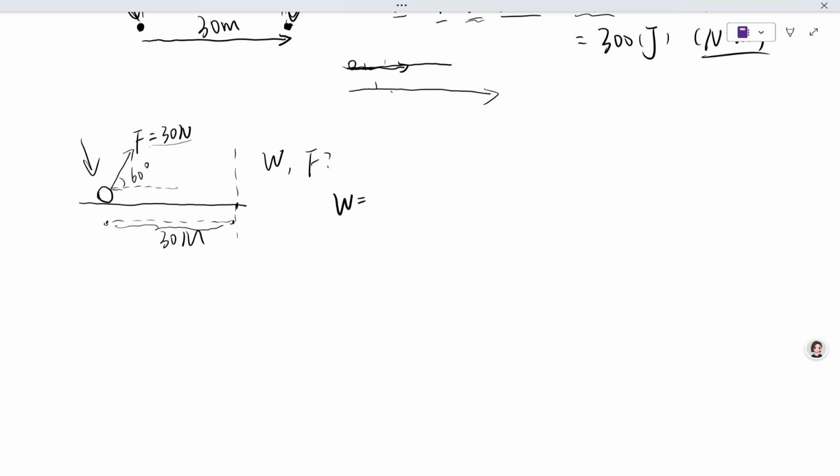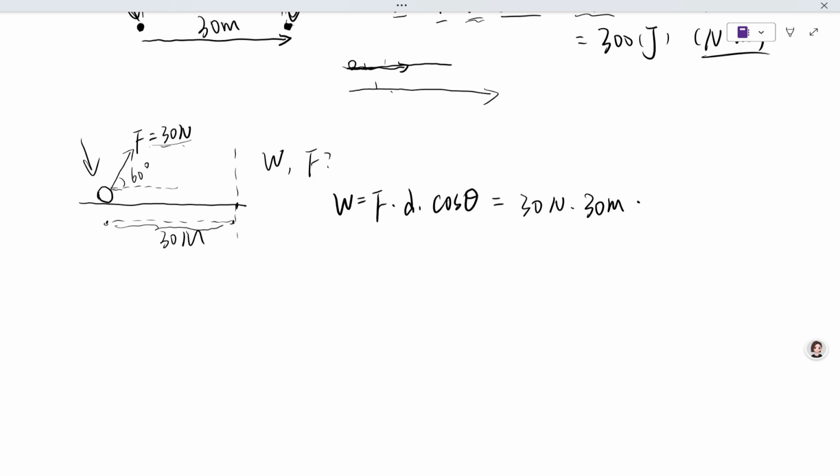So let's see what we can get. The work is equal to F times D times cosine theta. First of all, what is F? The F is just 30 newtons over here. You don't really need to worry about the angle right now. So let's just write it down. It's equal to 30 newtons times the distance they travel, which is 30 meters, times. Now let's see what the cosine theta is.